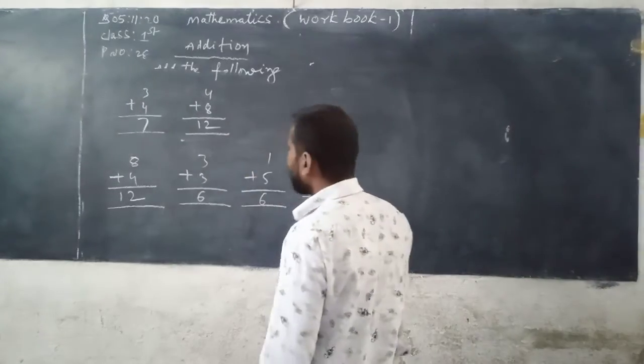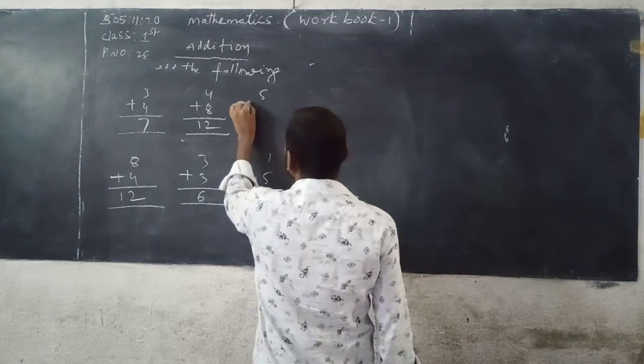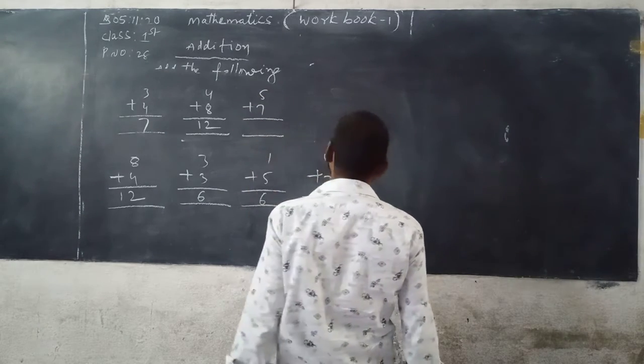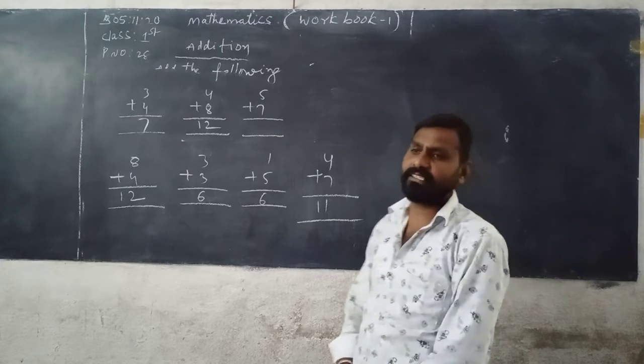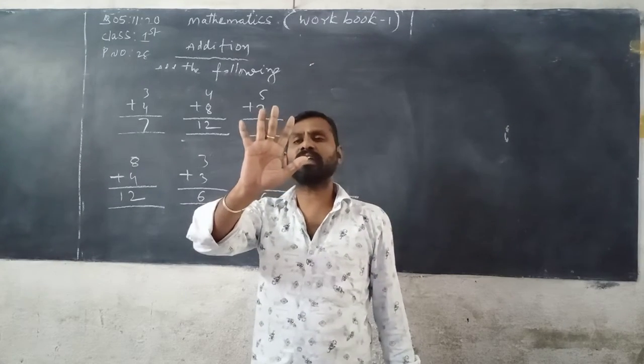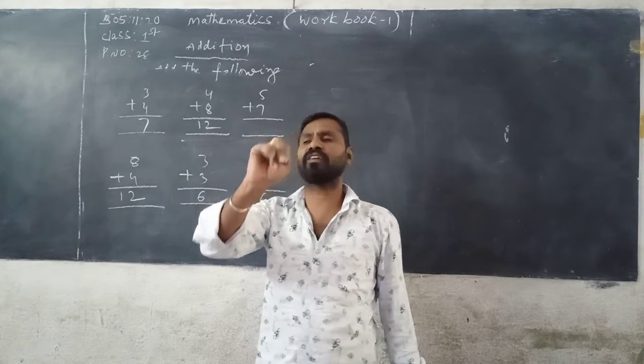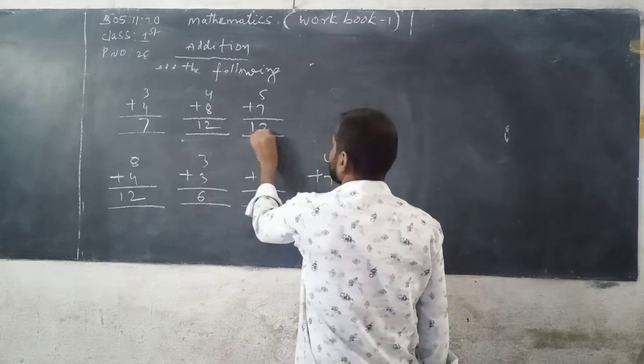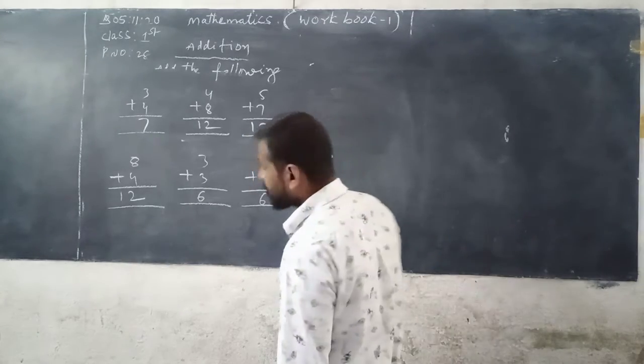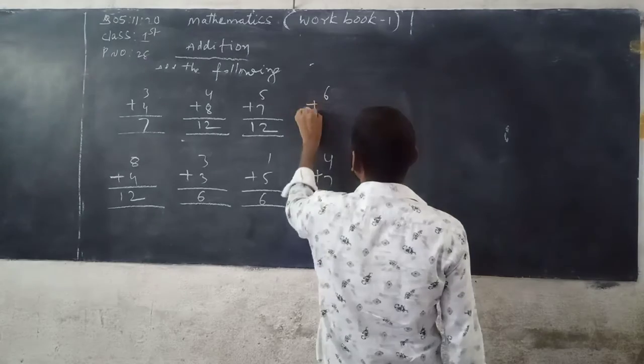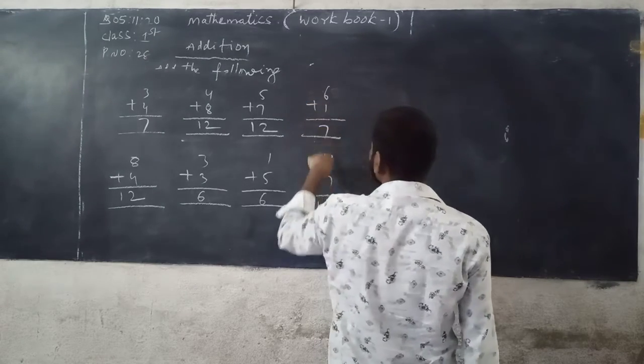Next, 5 plus 7. Keep 7, the bigger number, in your mind and take 5 fingers in your hand. You can count 7, after 5 fingers, 8, 9, 10, 11, 12. Next, 6 plus 1. When 1 is added to any number, you get the next number. 6 plus 1 you get 7.